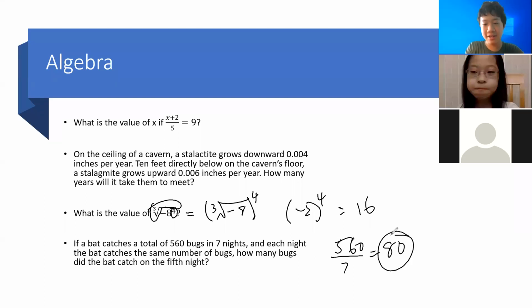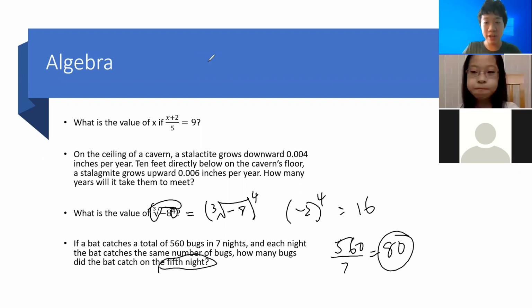So that's going to be the answer, because this is how many bugs the bat caught on the 5th night, right? Because every night, they just catch 80. So on the 5th one, that's also 80. But the thing is, this problem might look easy at first. But this is actually one of those problems where the Mathcounts people put it in to trick you.